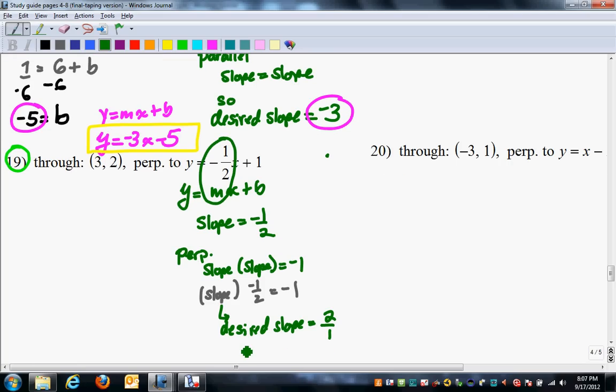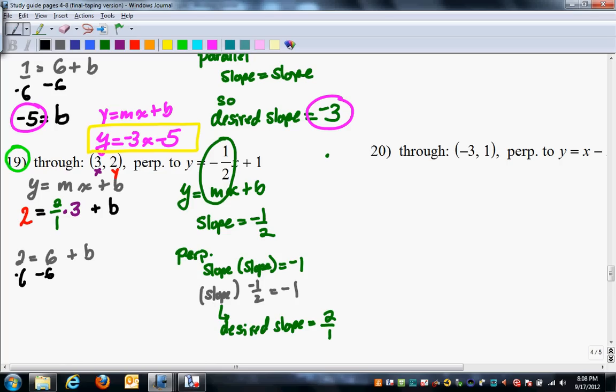So we have our desired slope. Now we want it to go through this point, 3, 2. So we're going to plug in y equals mx plus b. And our x is going to be 3 and our y is 2. So we plug in here. y is going to be 2 equals our desired slope, which is 2/1 positive, and then this is going to be 3 here for x, plus our unknown b, which we're trying to find. We solve. 2/1 times 3 is simply 2 times 3, which is 6, plus b. You subtract 6 from both sides, and we get b equals negative 4.